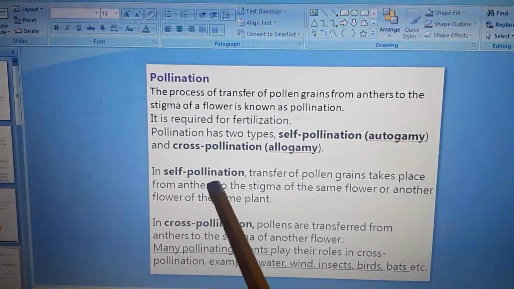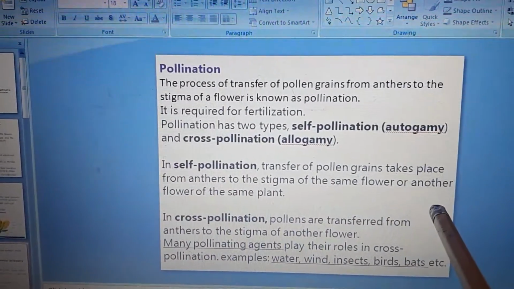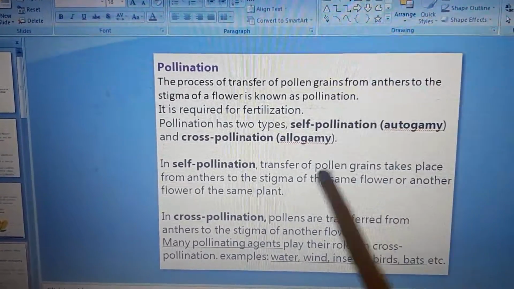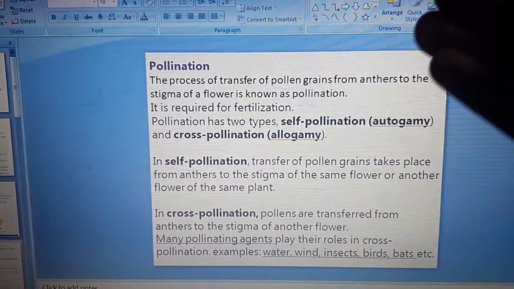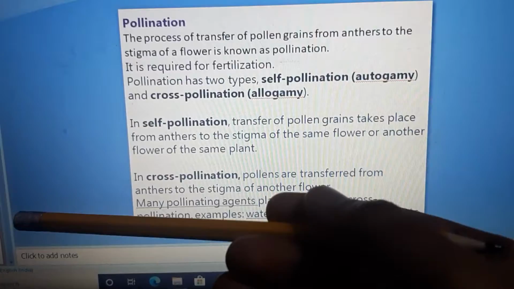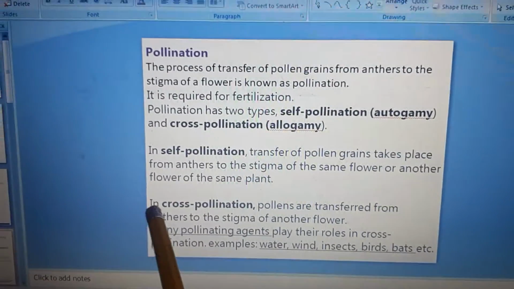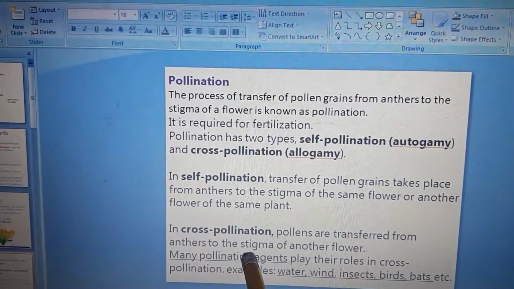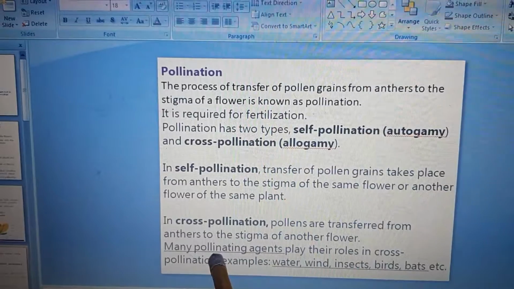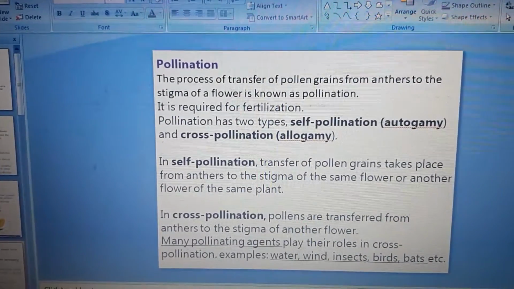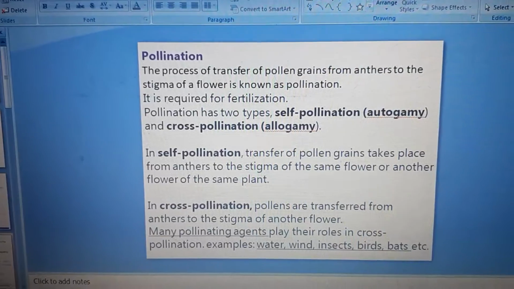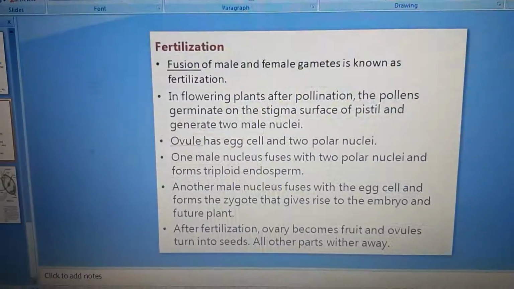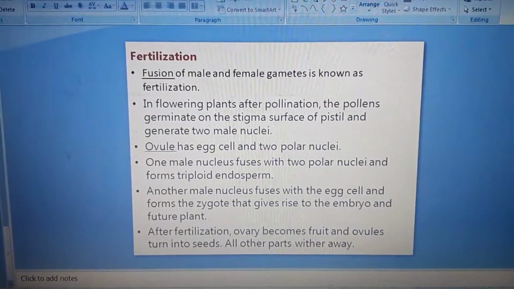In self-pollination, the transfer of pollen grains takes place from the anther to the stigma of the same flower or another flower of the same plant, like one flower present upside and another flower present downside. In cross-pollination, the transfer takes place from the anther to the stigma of another flower, and there are many pollinating agents which play a role in cross-pollination: wind, water, insects, birds, bats, etc.